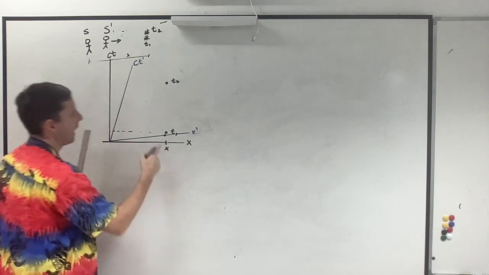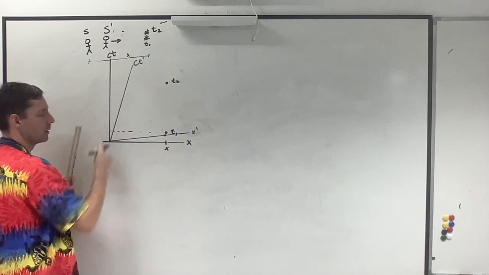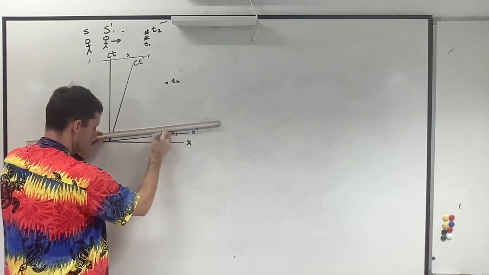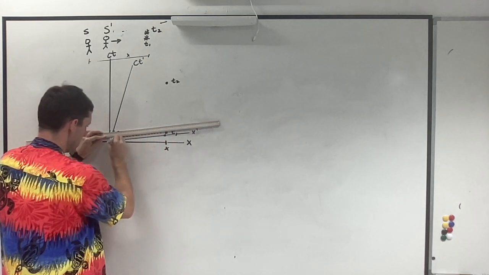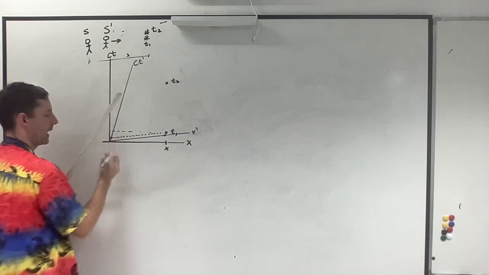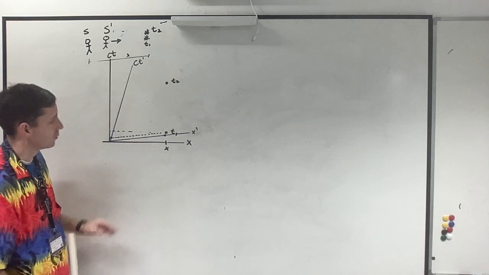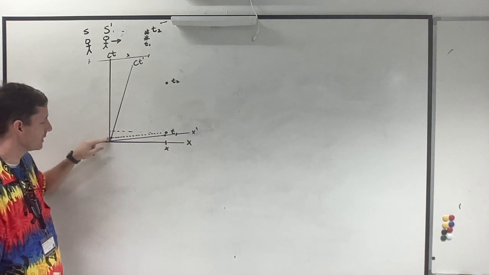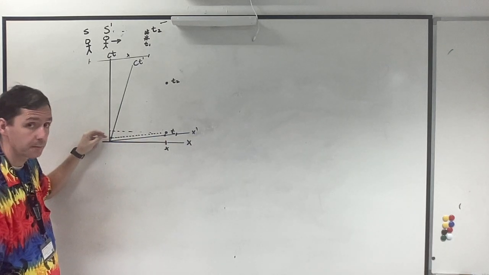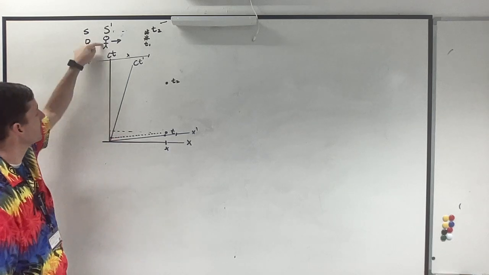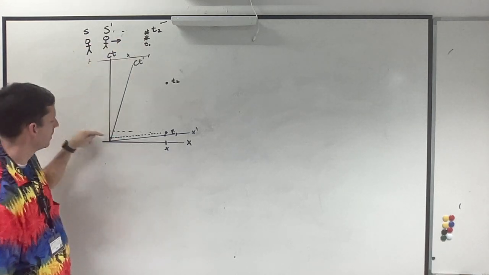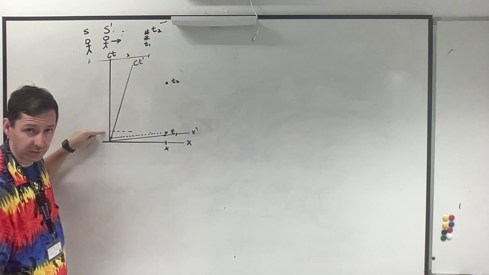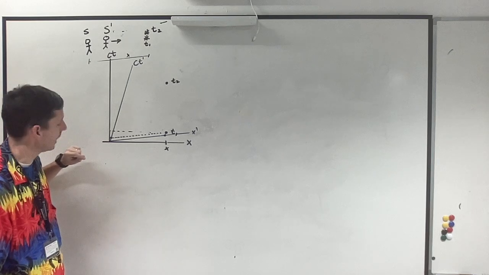And then to get the time, I need to go parallel to the x-axis. So he's going to see it at this time, right? So the position is fairly close. The time, notice that the time is lower on my y-axis, which means that he is going to see the first clap before the S frame of reference sees that, okay?